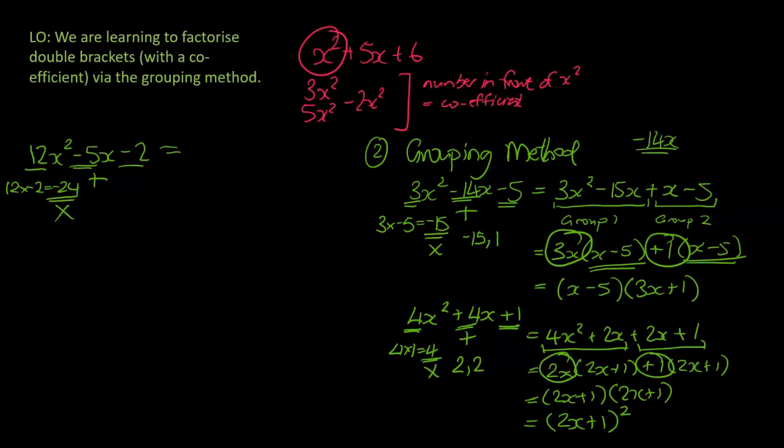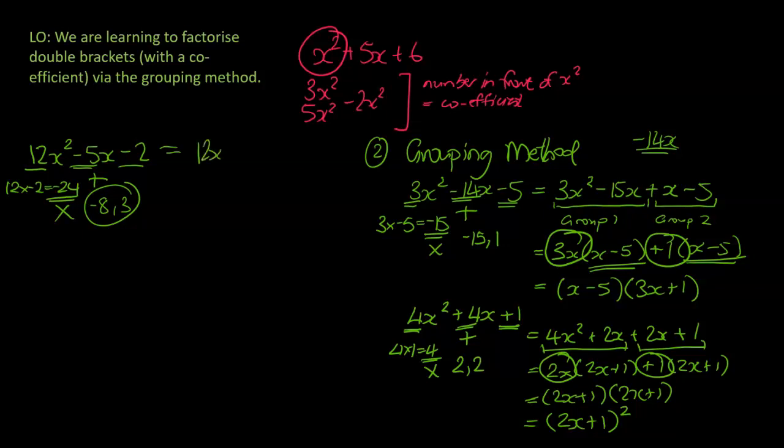So off the top of my head, I'm thinking it's probably got something to do with 8 and 3, because the difference of those is 5. And if we have -8 and +3, those two would multiply to -24 and add to -5. So that means we're going to split our 5x up to -8x and +3x. So let's jump into that.